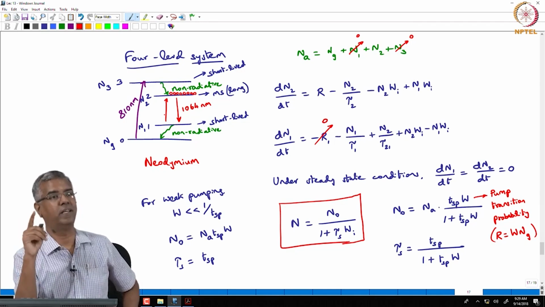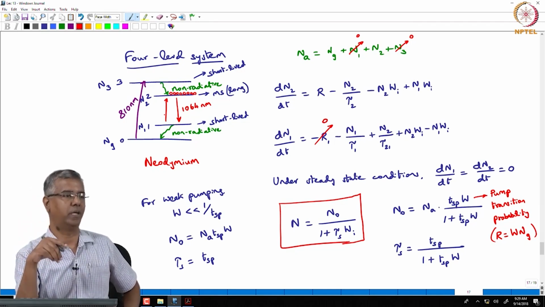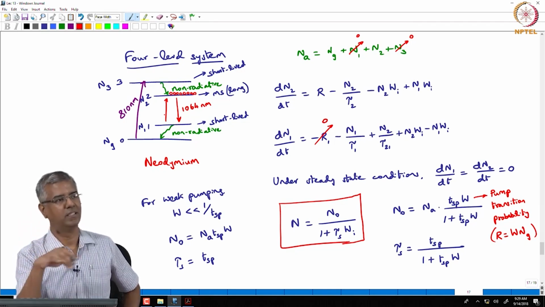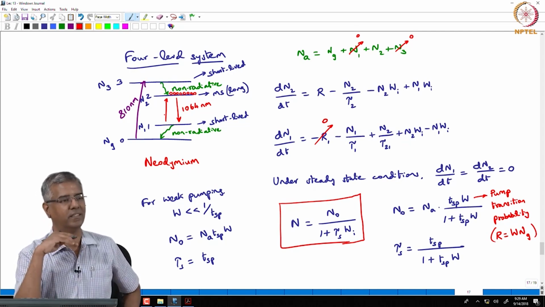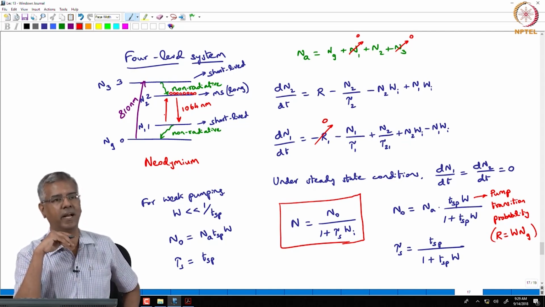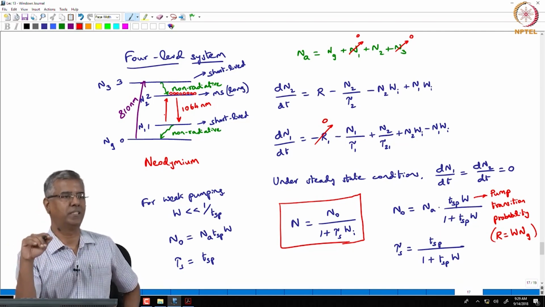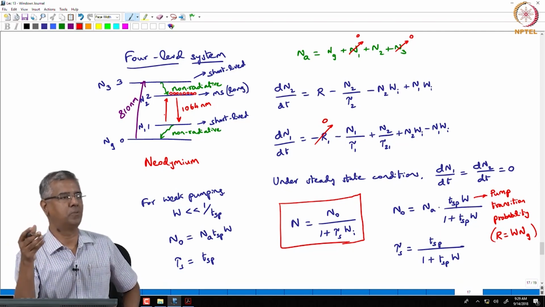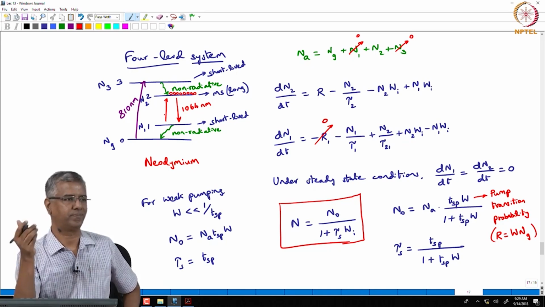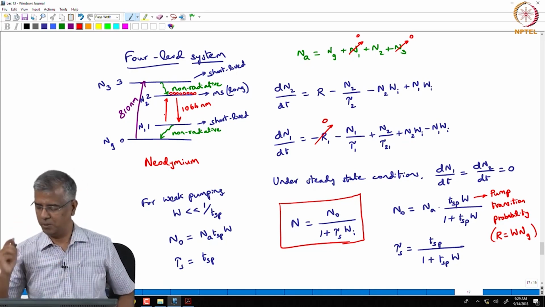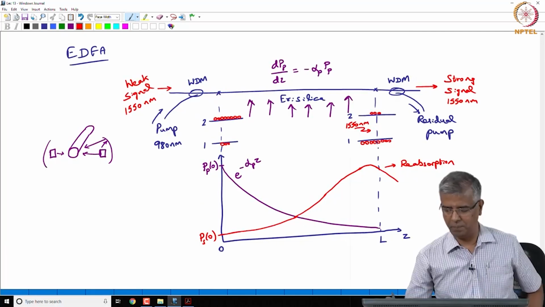Okay. But in a 3-level system, you have to worry about it, because if you are not exciting your rare earth atoms, they are all sitting in the ground state and they can actually reabsorb the signal. Okay. So, that is something to keep in mind.